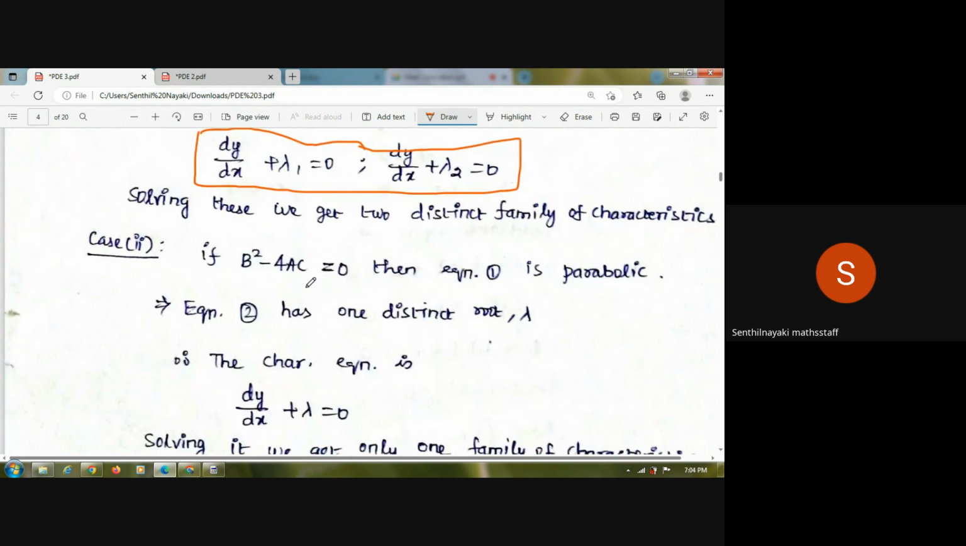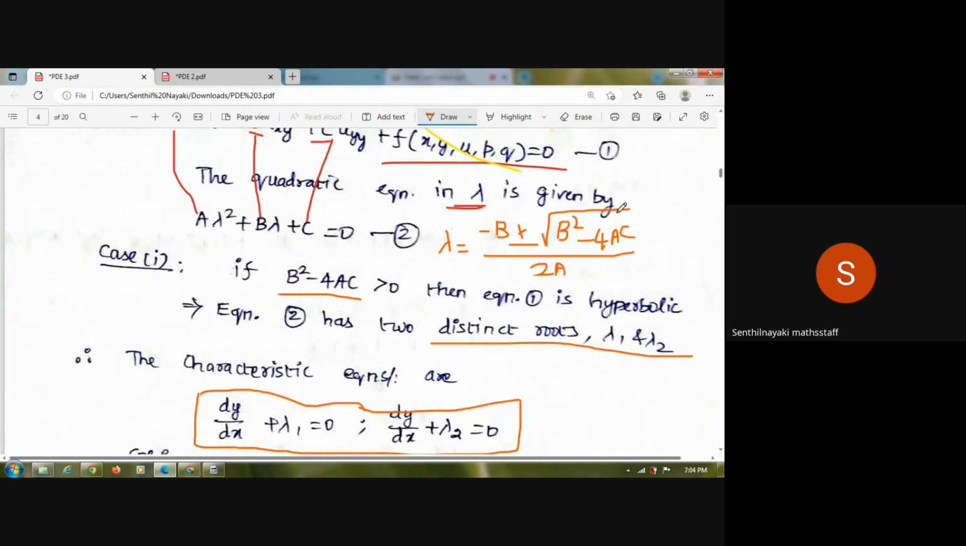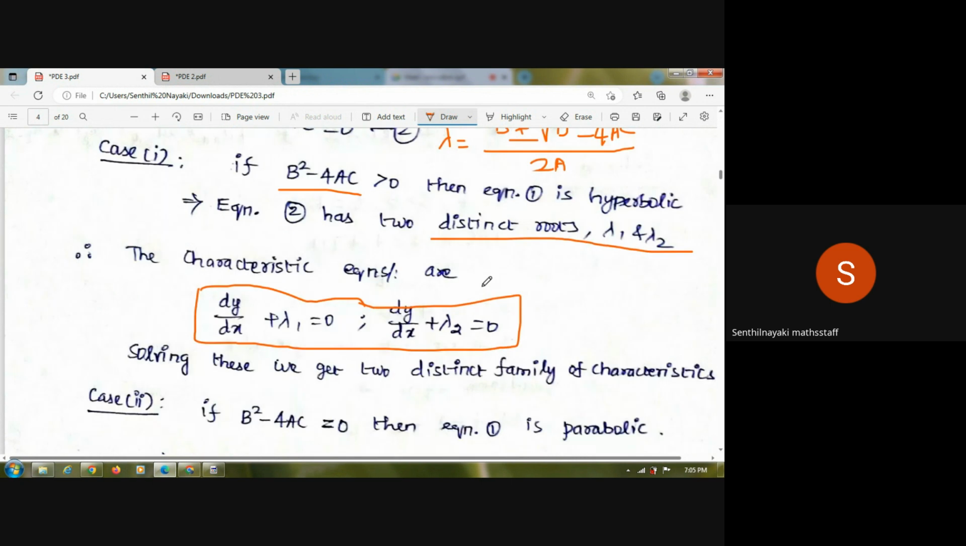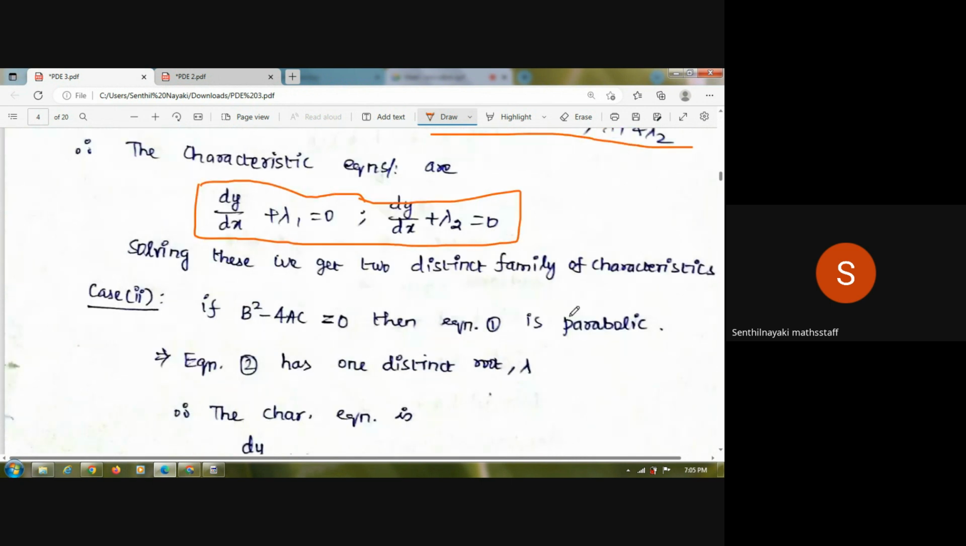Okay. Next, second case. If b square minus 4ac is equal to 0, then this term becomes 0. Then there is no plus or minus term. So only one root, minus b by 2a, we will get. So minus b by 2a is a single root. Therefore, if b square minus 4ac is 0, the given PDE is parabolic. Sorry, I am very sorry. The given PDE is parabolic.